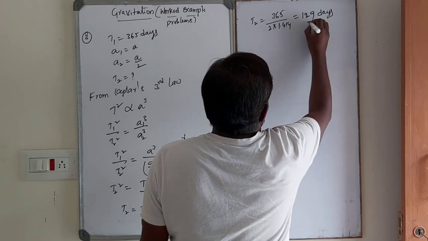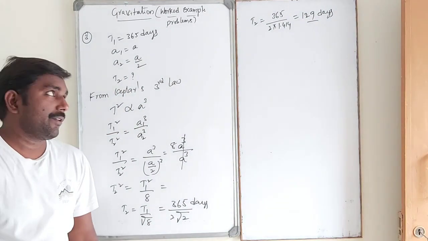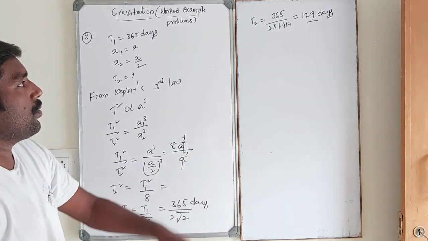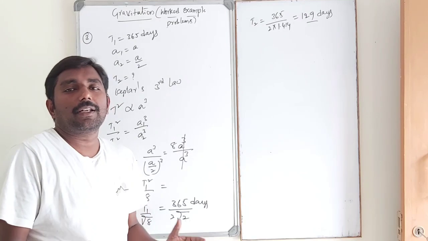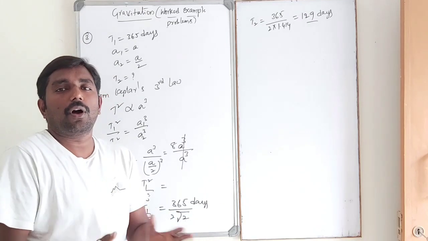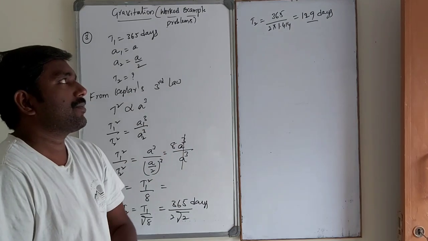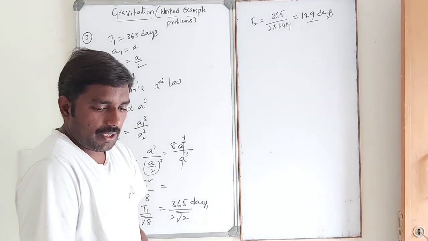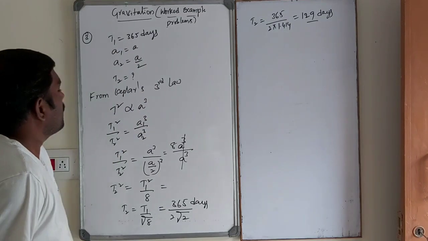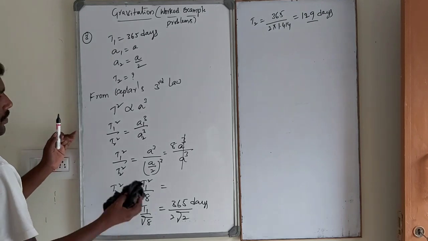129 days. The 2 into root 2 value is 1.414, so 129 days. If the distance between Earth and Sun were reduced to half, how many days in a year? 129 days. Okay, so it is a simple problem, using Kepler's third law. Next numerical problem.